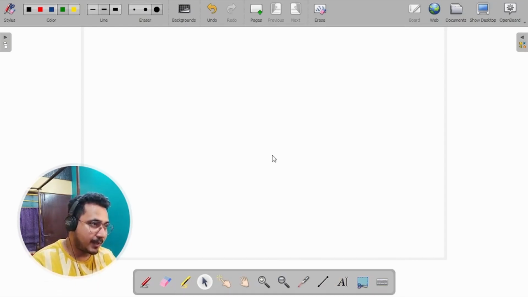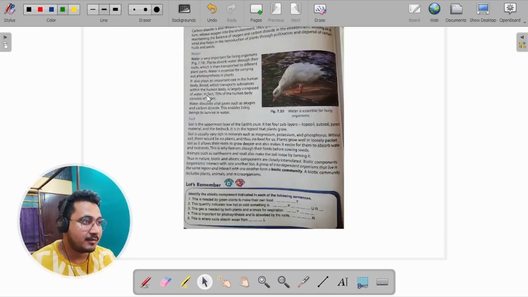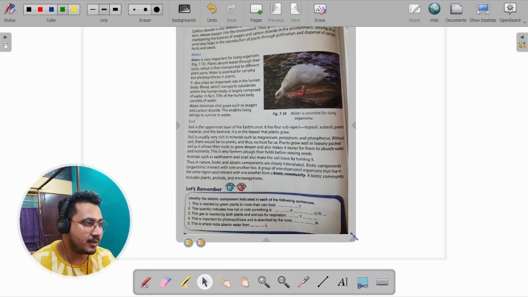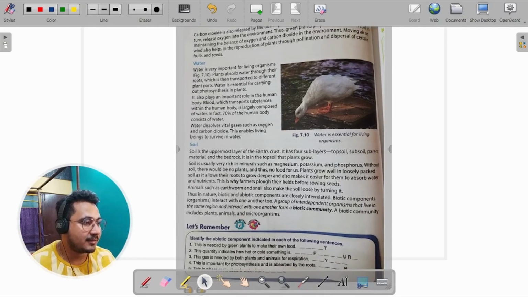Now, next page, look at that thing. You also have a bird, right? Yes, I have heard the story about it. Let's look at this.